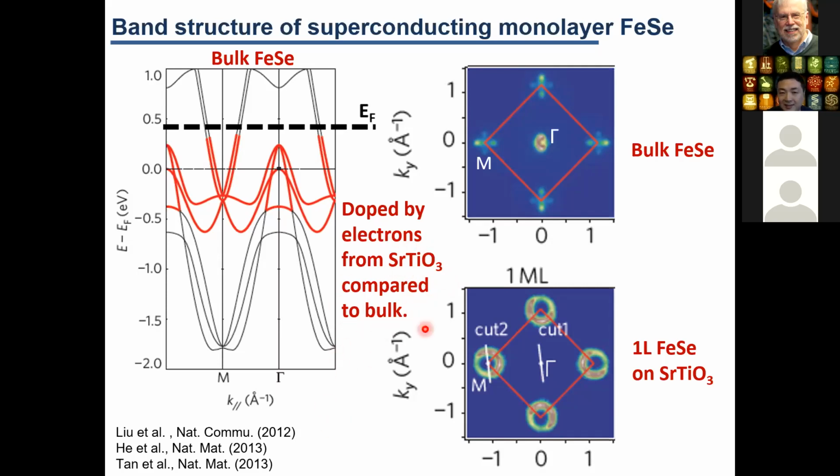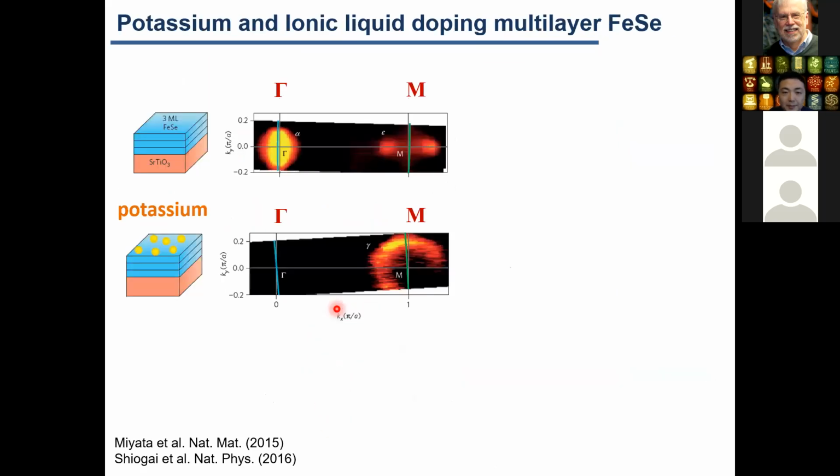So now we want to take a closer look at this doping. Of course, there is more evidence showing this doping is actually very critical. Here, this experiment starts with a multi-layer sample that's not superconducting. You can see the ARPES looks like bulk, so it's not really superconducting if you measure in transport. What they did is put potassium on top. Potassium can transfer electrons to the top layers. And then they did ARPES again. They found that the ARPES looks like the monolayer case again.